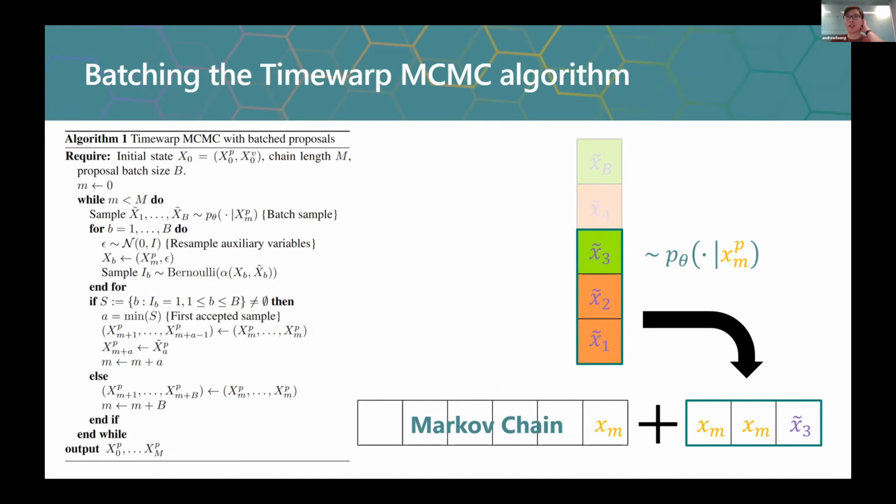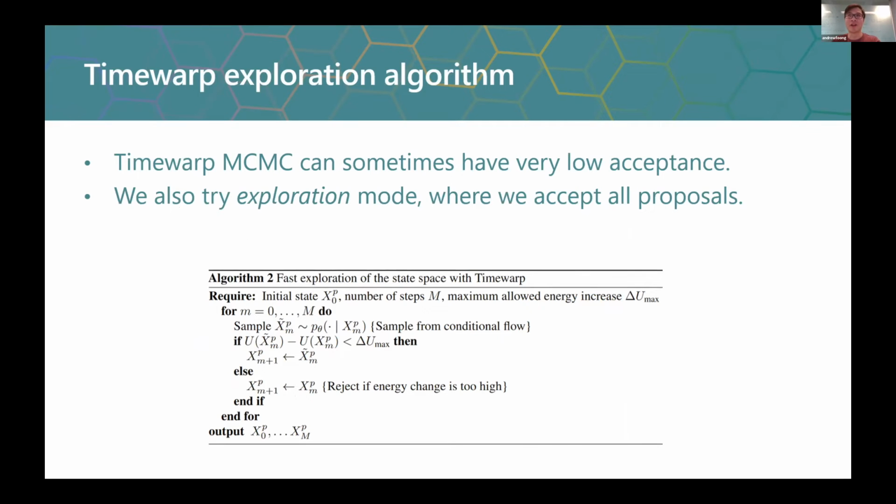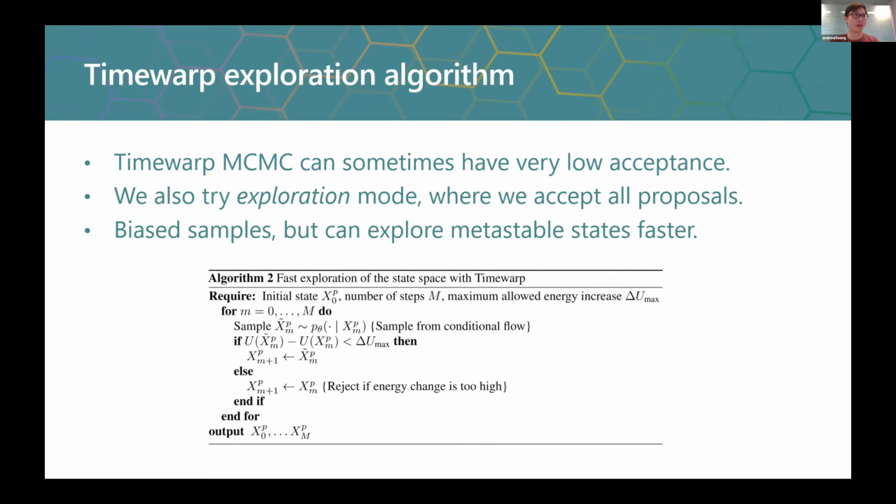Okay, so that's the batching bit. And then we also consider an exploration algorithm. It turns out that sometimes we can have very low acceptance, and it's an interesting thing to consider accepting all proposals and seeing what happens. We only reject some proposals with extremely high energy, but other than that, we don't actually use Metropolis-Hastings. This is going to lead to bias. We're not going to respect the true Boltzmann distribution, but it turns out this gives us an algorithm for exploring metastable states much faster. So this is kind of throwing caution to the wind and seeing, can we explore quickly without guarantees? That's the second algorithm we consider.